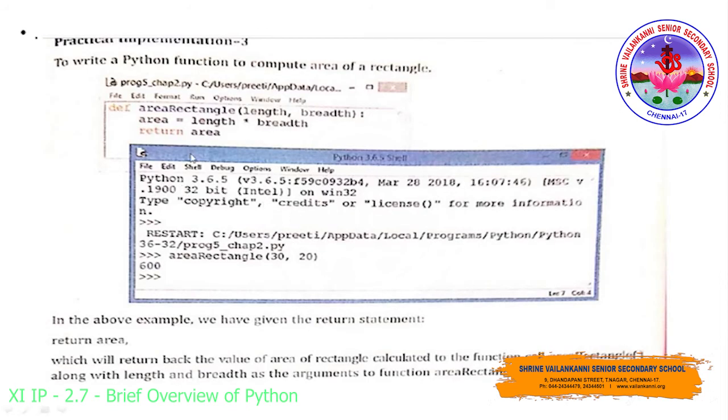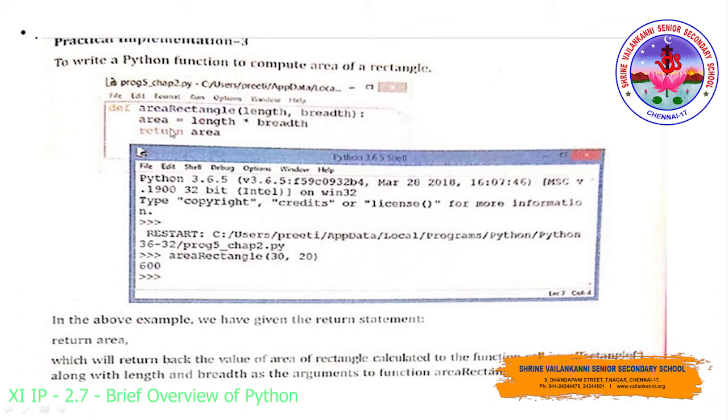So let us see one more example here. To write a Python function to compute the area of a rectangle, what they are doing is the definition statement followed by area_rectangle. This is the function name. And then within the parentheses, they have given the variables, or you can even call them parameters, length and breadth, followed by the colon. Whatever code follows the colon will be indented with 4 spaces.